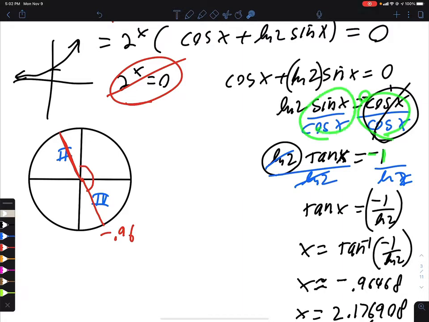But sine over cosine is tangent. Okay? But you're trying to solve for x, so you want to get rid of ln 2, so you divide both sides by ln 2. Those will cancel, and you end up with negative 1 over ln 2.